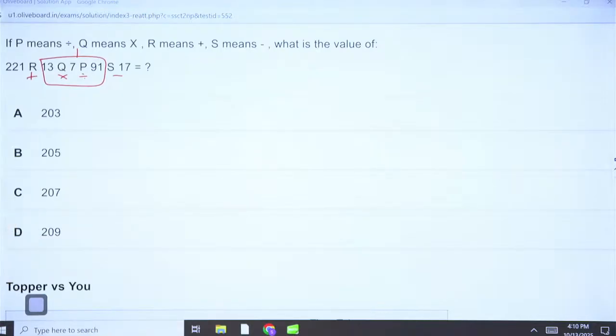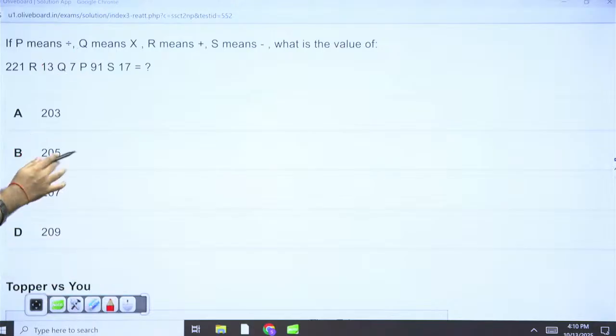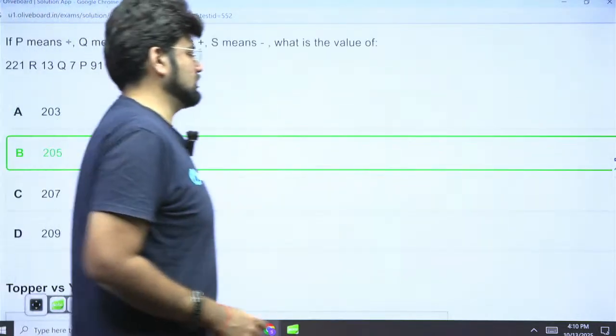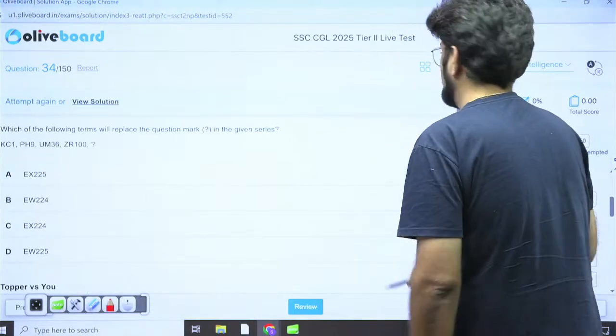Wait. 222 minus 17, sorry, 205. Cool, option B. I was looking for 6 in the unit digit. 32 seconds, perfect, wonderful. Next.